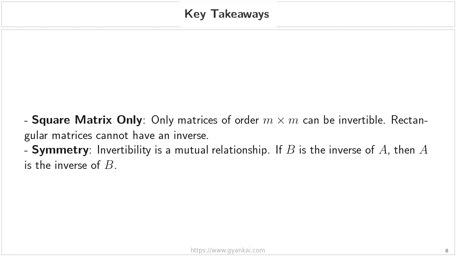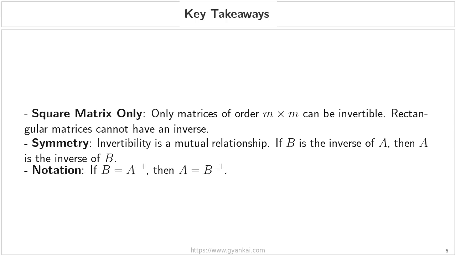Second, remember the concept of symmetry. Invertibility is a mutual relationship. This means that if we have established that matrix B is the inverse of matrix A, then it automatically follows that matrix A is also the inverse of matrix B. In terms of mathematical notation, this is expressed simply. If B equals A inverse, then A equals B inverse. It is a two-way relationship.